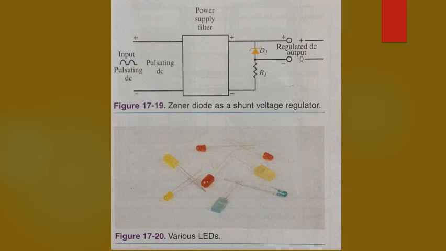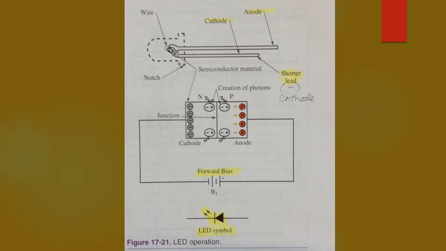Figure 17-21. This figure shows the operating principle of an LED. The LED must be connected to a power source with some form of resistance in series with the LED. If the LED is connected directly to a source with forward bias, the LED will be destroyed.